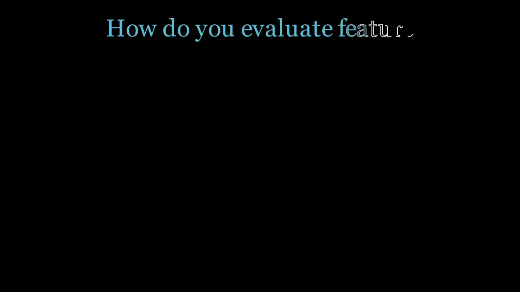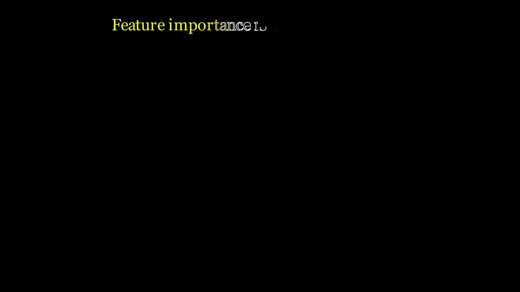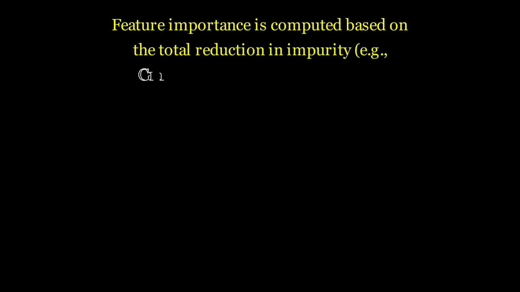How do you evaluate feature importance in a decision tree? Feature importance is computed based on the total reduction in impurity, Gini or entropy, attributed to each feature across all splits.